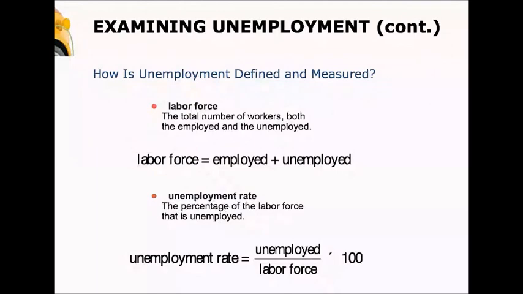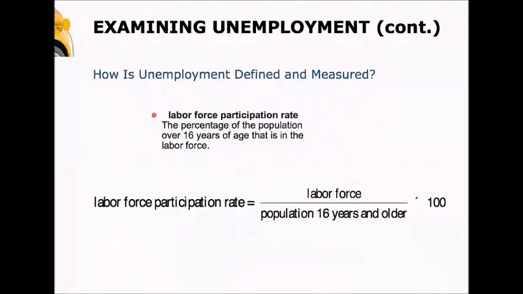The unemployment rate is the percentage of the labor force that does not have a job. So the unemployment rate is equal to the number of unemployed people divided by the labor force times 100. That gets us the unemployment rate.